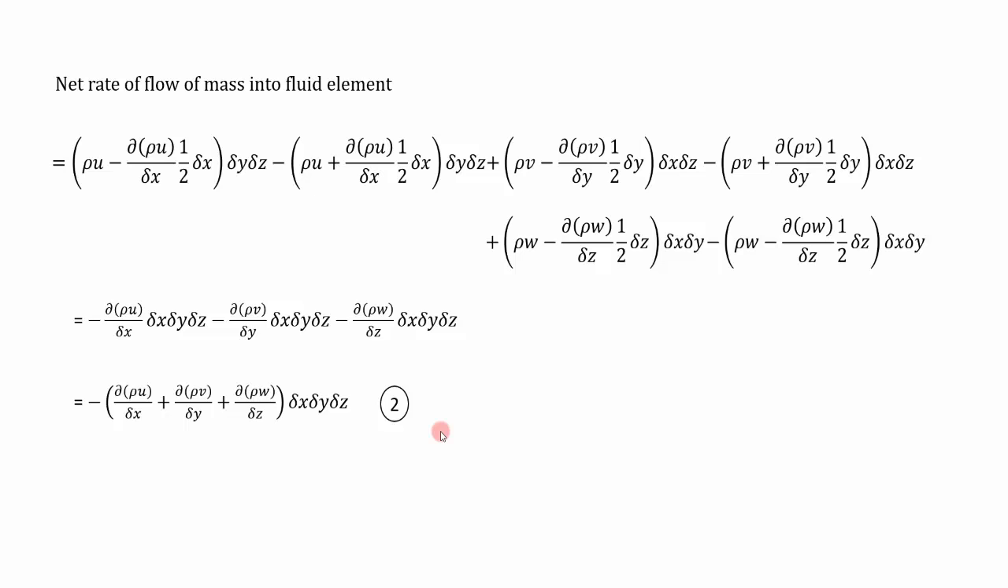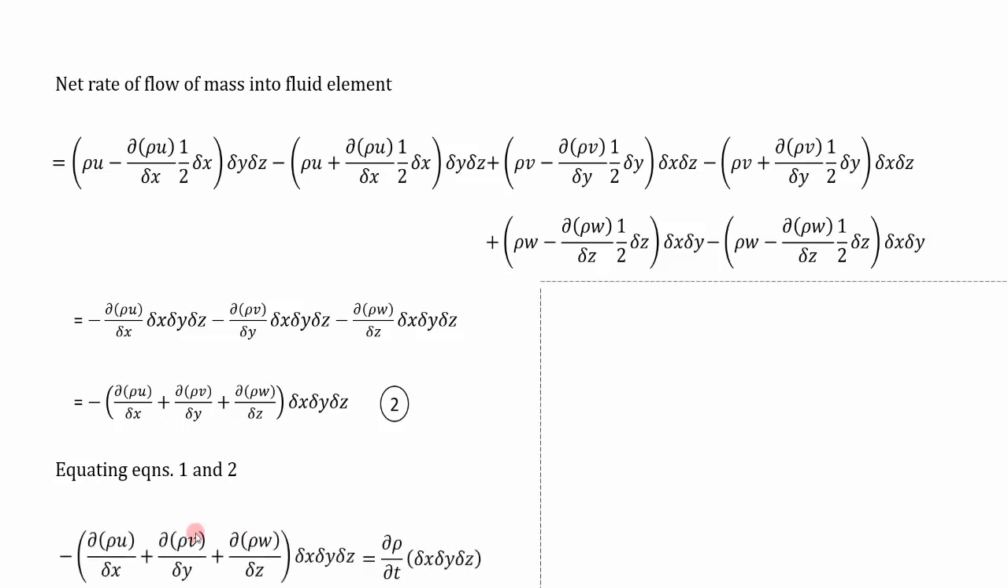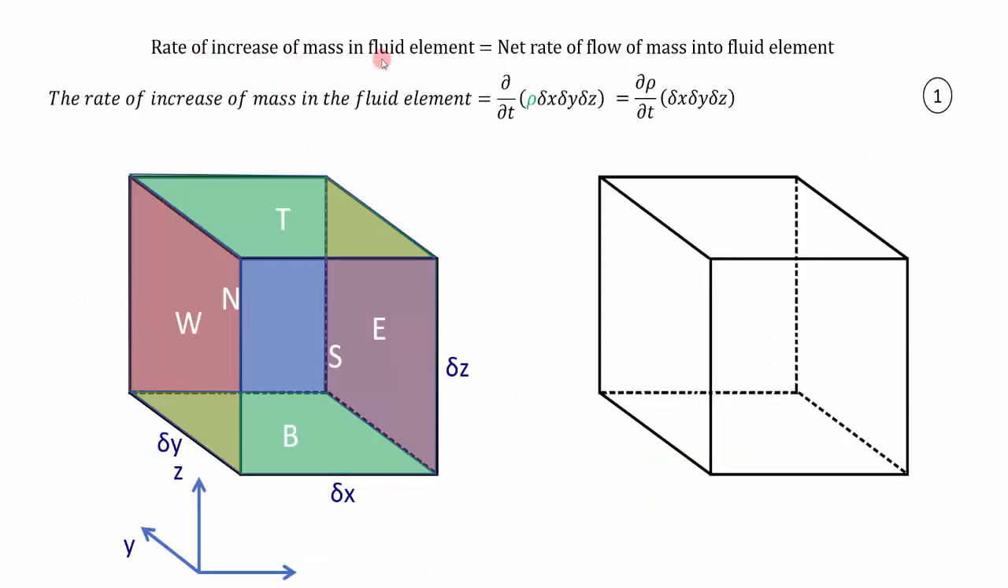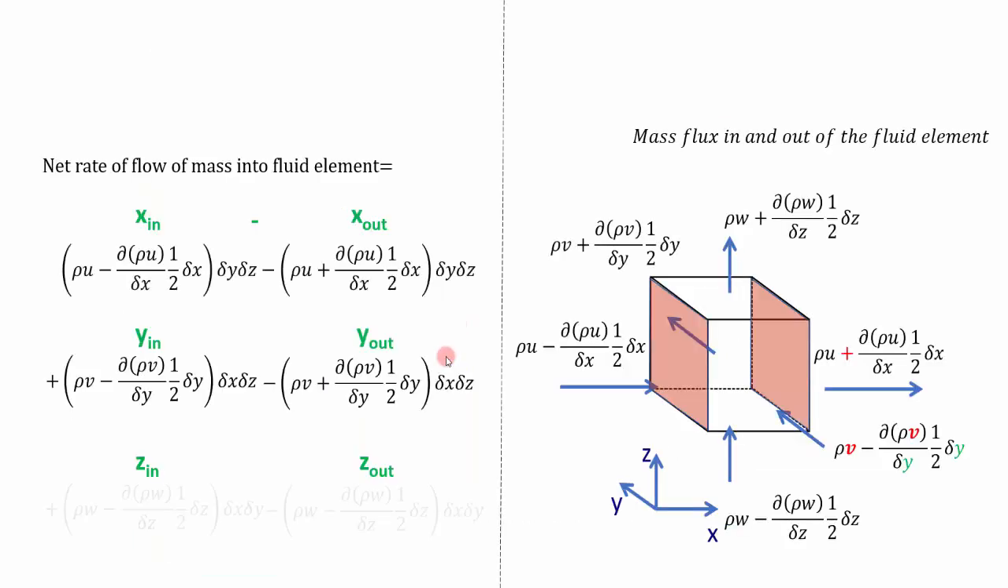Now let's go to the first equation that we have derived in the first slide. So now we are going to equate equation number 1 and 2. So this is equation number 2, and this is equation number 1 that we have derived for the rate of increase of mass in the fluid element. So now what we are doing, the rate of increase of mass is equated to the net rate of flow of mass into the fluid element. So we are doing that here.